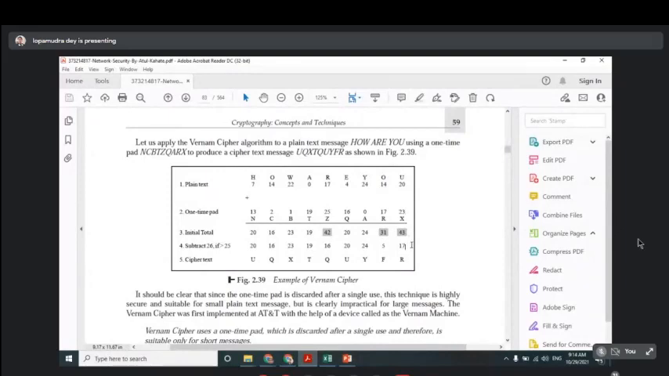Now again you just need to replace the position of the alphabets with the corresponding alphabet. For example, position 16, the corresponding alphabet is Q. Position 23, the corresponding alphabet is X. Position 19, the corresponding alphabet is T. Position 16, the corresponding alphabet is Q. So that is the example of the Vernam cipher.